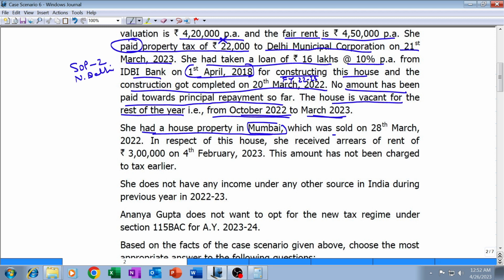However, this property has been sold on 28th March 22. That means last year. When was it sold? Sold in the last year, 21-22. So we don't have to calculate capital gain on sale, because it is not happening in the current year, it is happening in the last year.